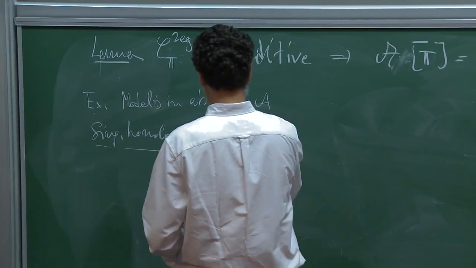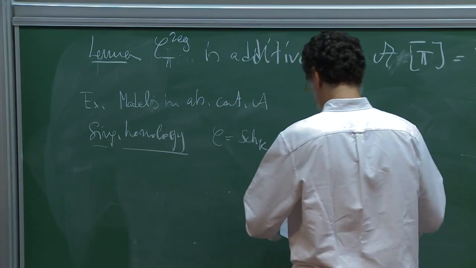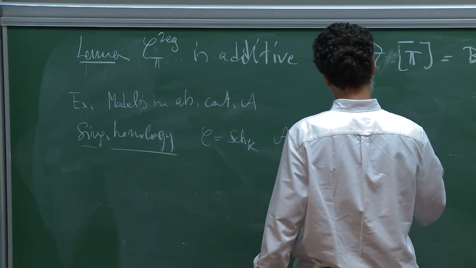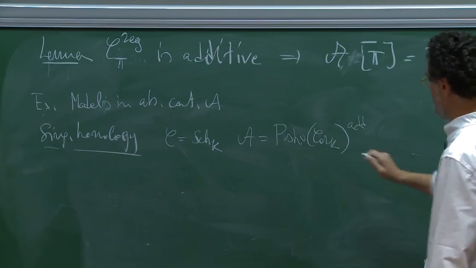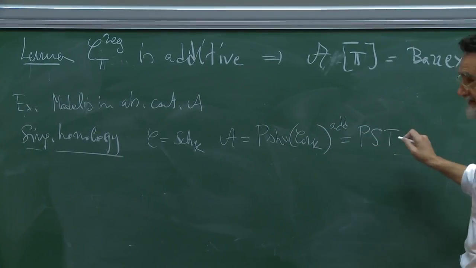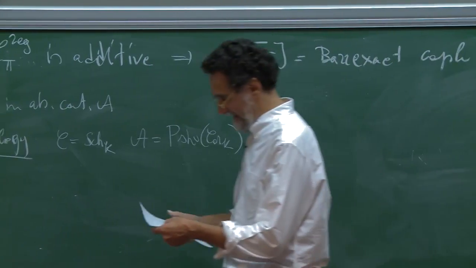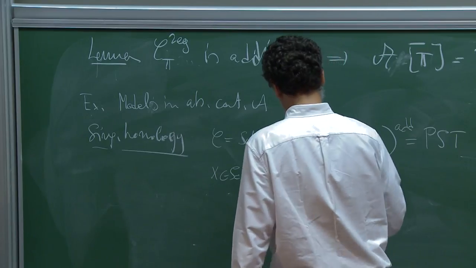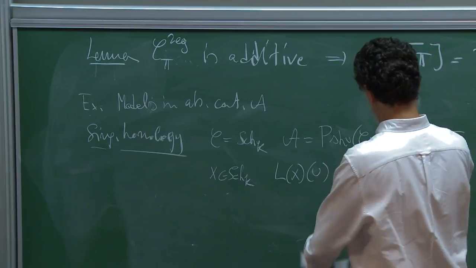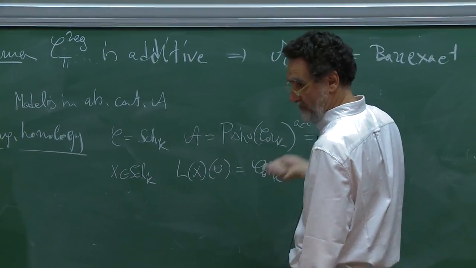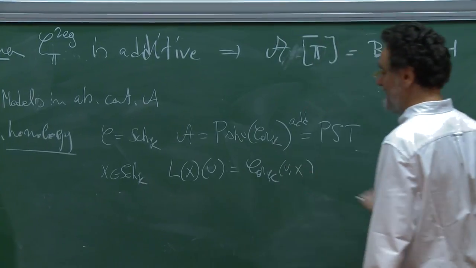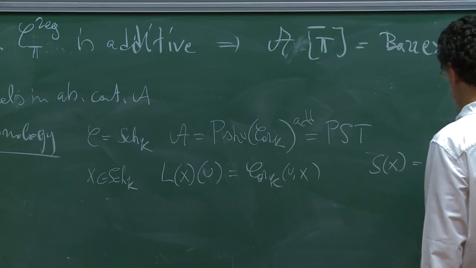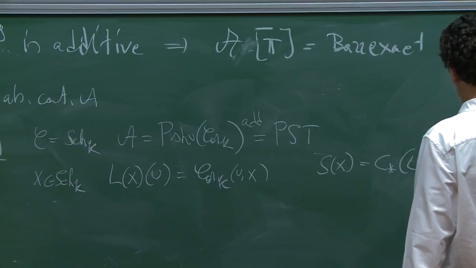Okay, so you take C equal to schemes, and you take A to be presheaves over correspondences, and here I have to put additive presheaves. Sometimes this is presheaves with transfer, and this is abelian, even a Grothendieck category. And you have for X a scheme, a representable presheaf. These correspondences are just multifunctions and are given on smooth schemes. So I don't have time to explain what they are, but you can define this.